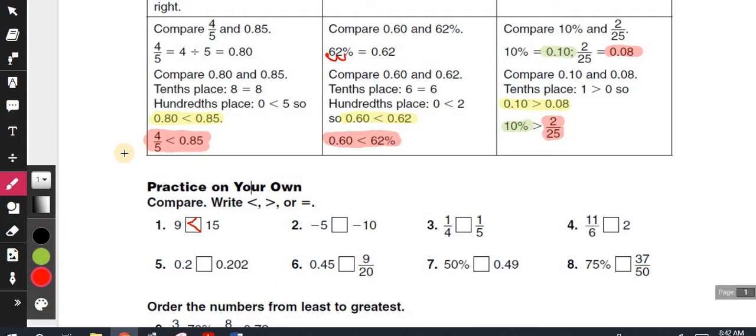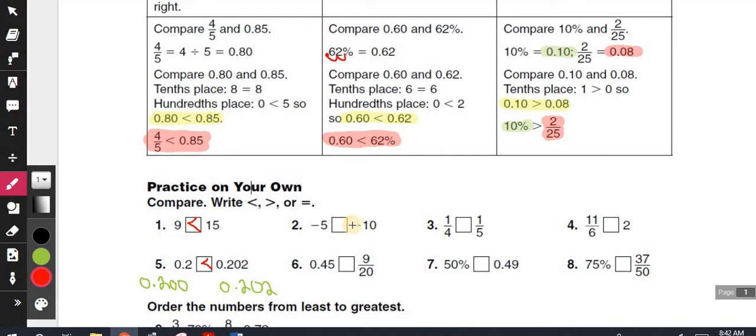If I look at number 5, notice the first number is 0.2, the second number is 0.202. We've got 3 decimal places on the right, so let's rewrite the left so it has 3 decimal places. That would be 0.200 versus 0.202. Well, 202 is bigger than 200, therefore 0.2 is less than 0.202.